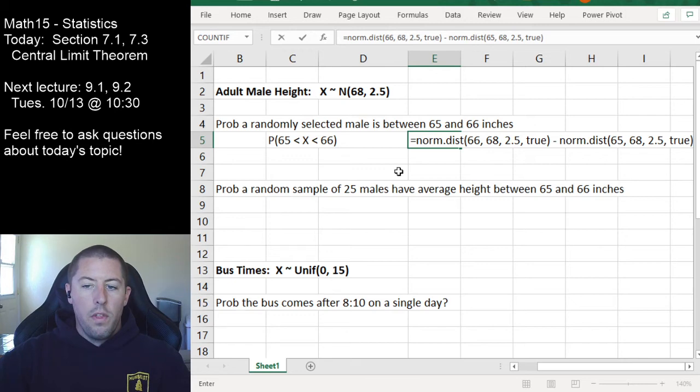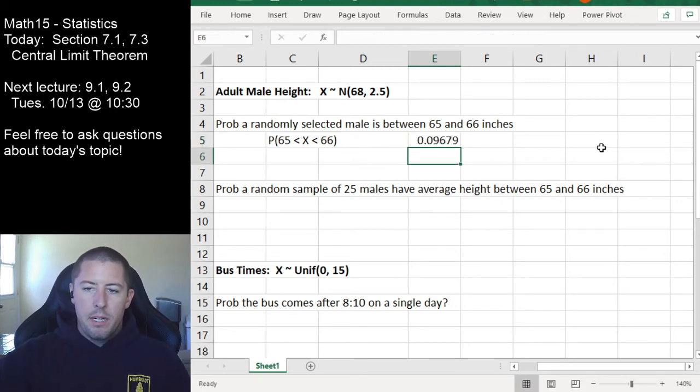The only thing that changed here is 65 being the upper bound instead of 66. This will give us between 65 and 66. I'm going to compute this, and I'm getting a little under 10%. That was pretty close to what I was guessing. Not a tiny amount of area, but not a massive probability right there, as we saw from our picture.